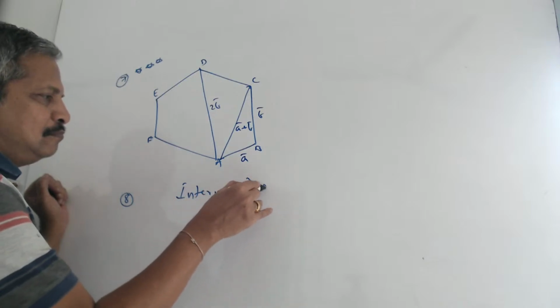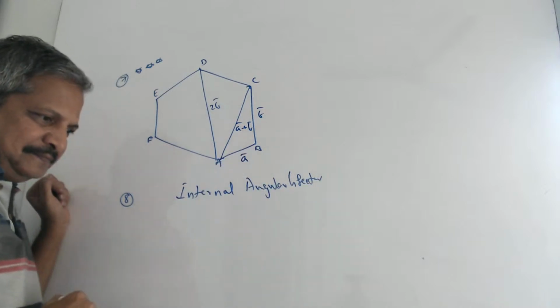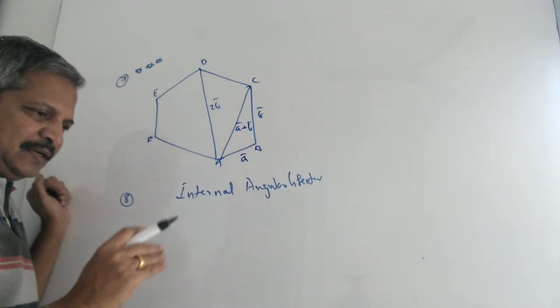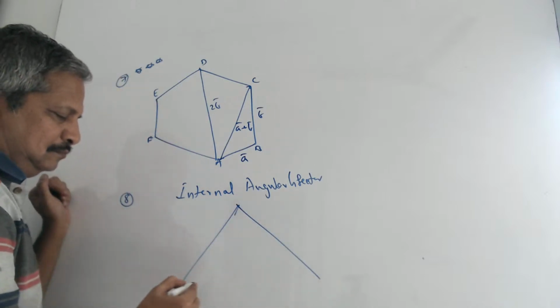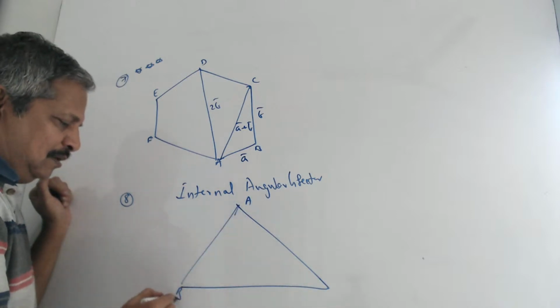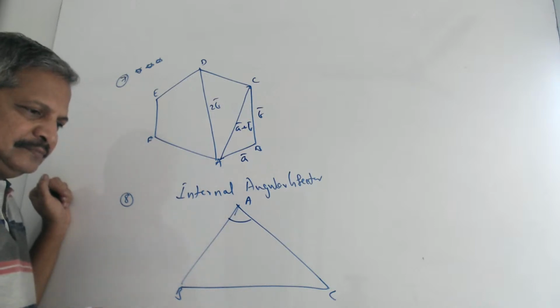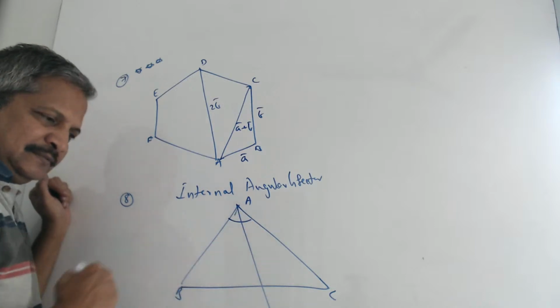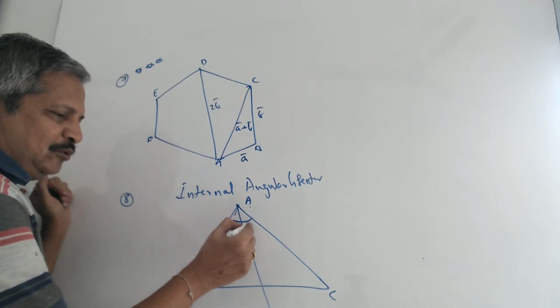Internal angular bisector. A, B, C. This is an angle A. This divides the opposite side. The angle is divided into two parts.